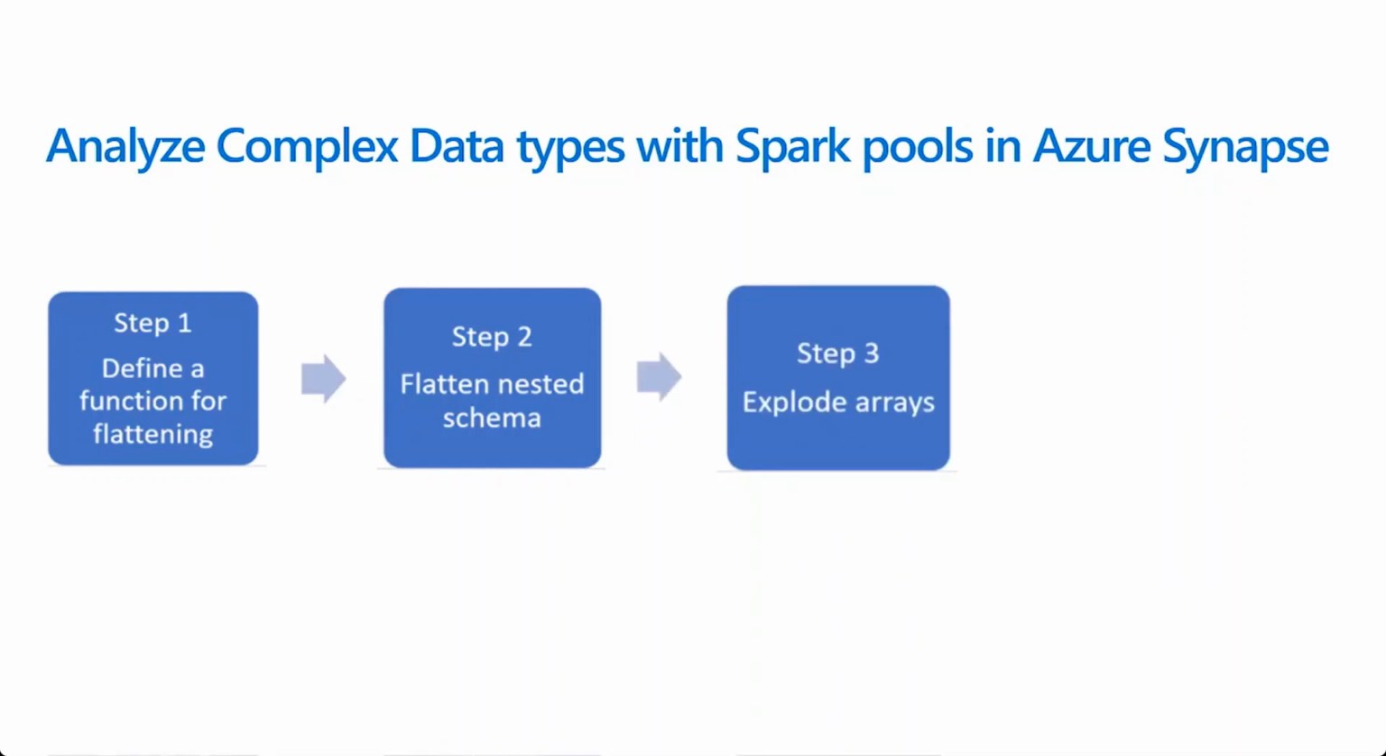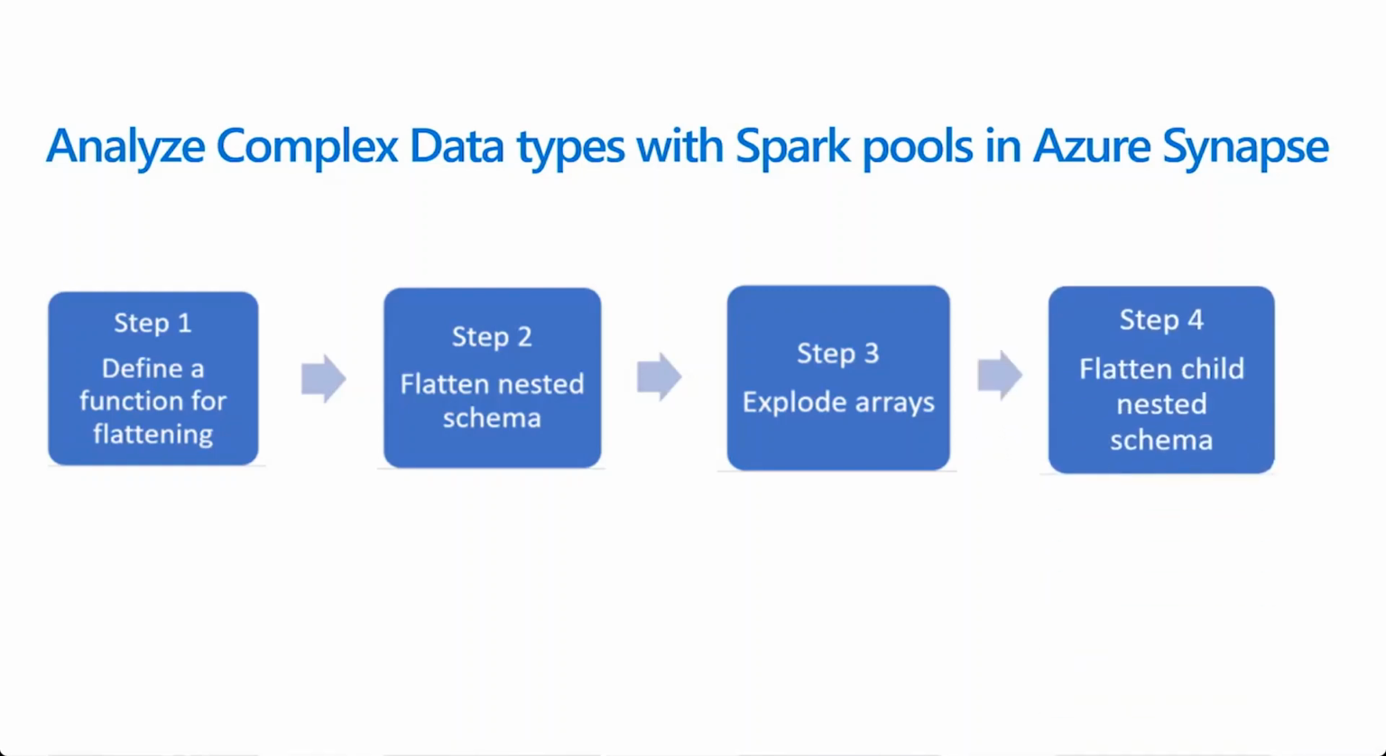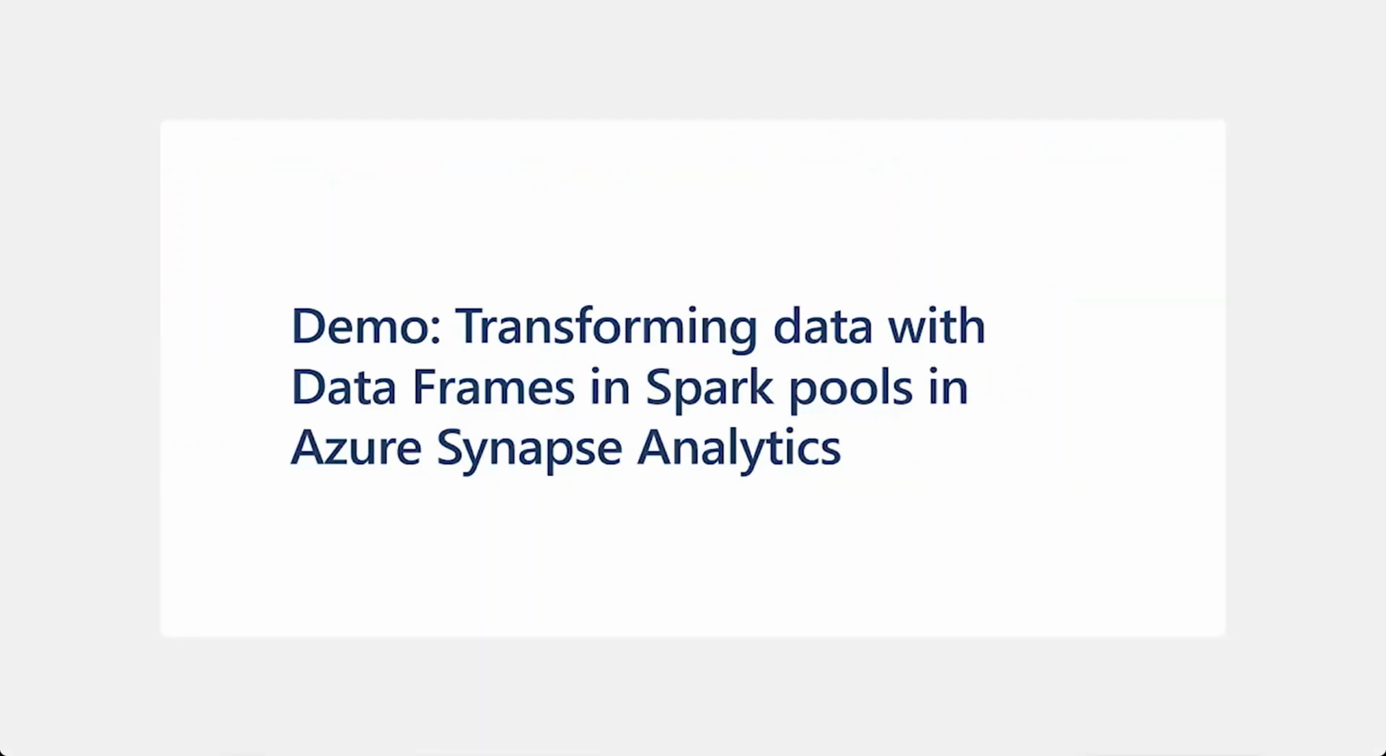In step 3, we explode arrays. Transform the array in the data frame into a new data frame. And finally, step 4, we flatten child nested schema. Use the function to flatten the nested schema of the data frame into a new data frame. Now, if this was difficult for you to follow, you're in luck, because now we will show you in the demo how we put this into reality.